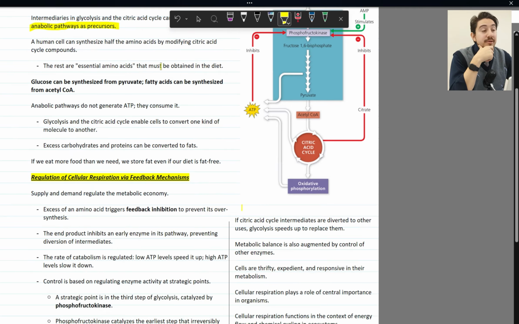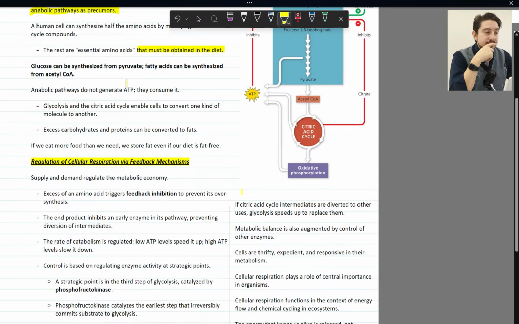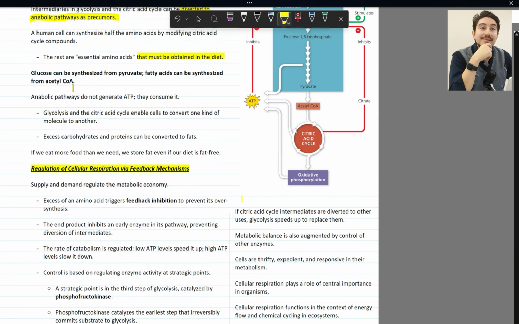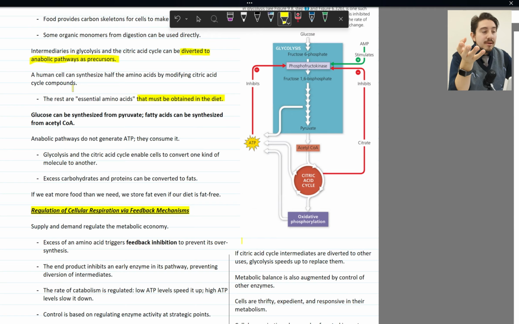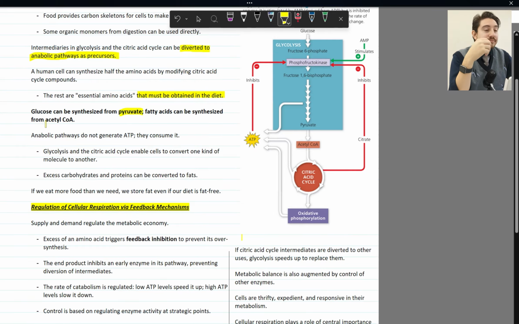Other amino acids we definitely need to get from diet. So we cannot produce all of them, but a good portion, though. Glucose can be synthesized from pyruvate. Fatty acids can be synthesized from acetyl-CoA, right? So just as we're using these molecules to produce acetyl-CoA, we can reverse the process. Pyruvate can go back to produce glucose. Acetyl-CoA, a very small molecule, can be used to produce fatty acids.